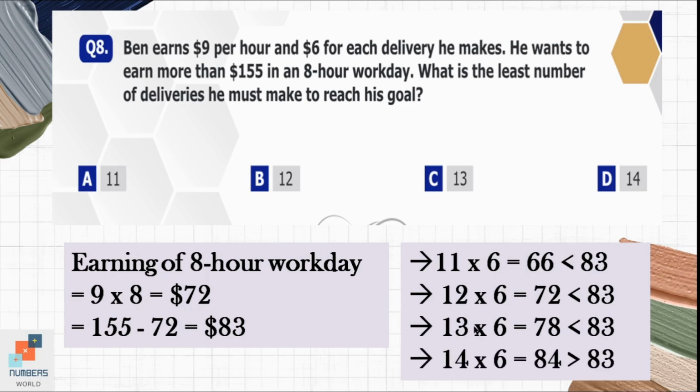If he makes 14 deliveries and earns $6 for each, the total amount he is going to make is $84, which is greater than 83. It means that he can earn $84 by making deliveries and $72 by working for 8 hours. The total is 156, which is more than 155. So he needs to make 14 deliveries to achieve his goal. So option D is our correct option.